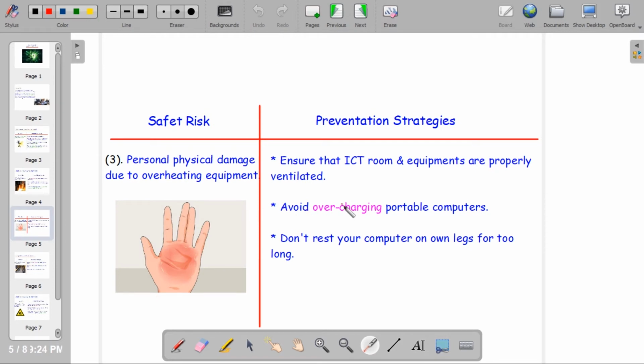Safety risk number three, talking about getting yourself damaged physically because of the overheated equipment. Okay, sometimes you're gonna touch a computer piece or a device and it has a high temperature, and this is the result, having a burn injury because of that. So we call it personal physical damage due to overheating equipment. How to avoid that? Number one, it's always important to keep the ventilation. As you can see, ventilation. Ensure that the ICT room is always properly ventilated to avoid getting these devices overheated. This is the prevention strategy number one for this safety risk.